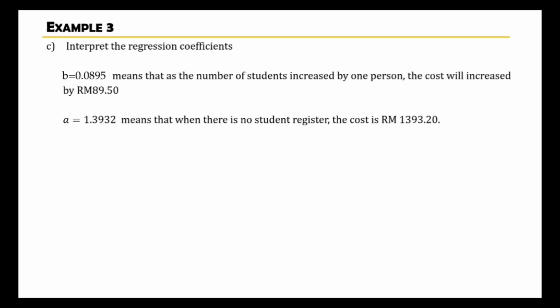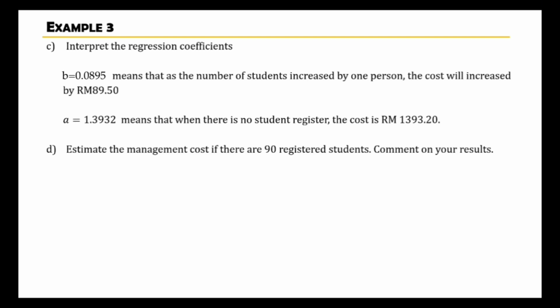with 20 cents. D, estimate the management cost if there is 90 registered students. Comment on your results. So 90 registered student means x equal to 90, and we have the regression line y equal to 1.3932 plus 0.0895x. So now x equal to 90.